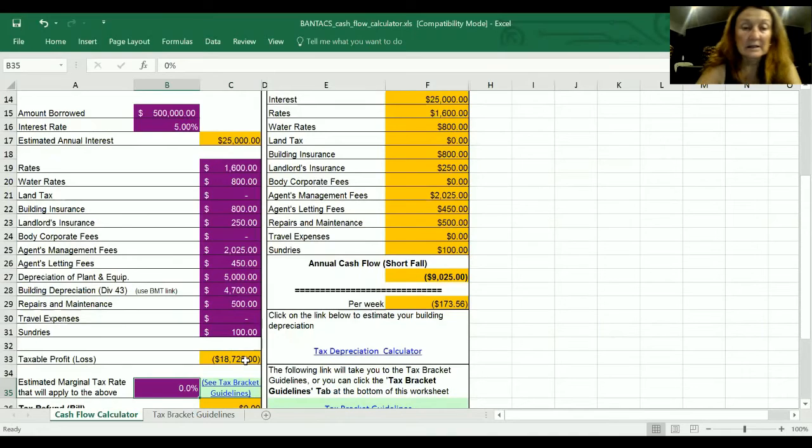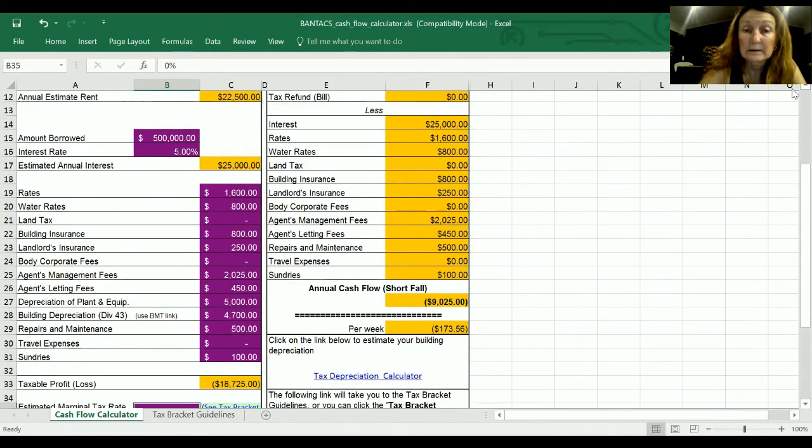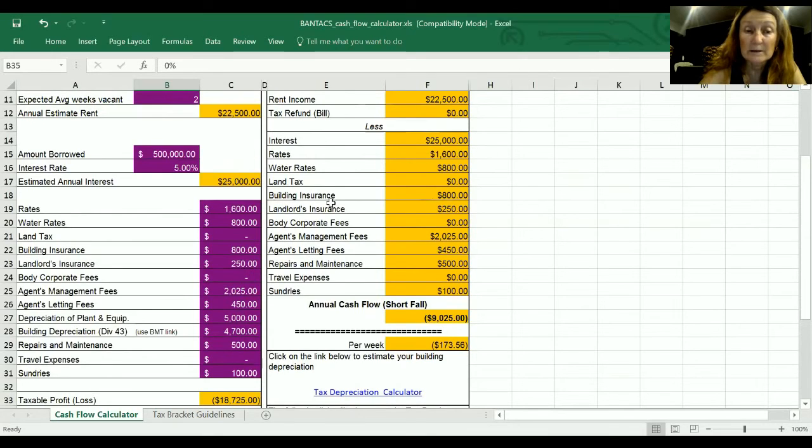So you can see the property has cost you, as far as what you're going to put in your tax return, a loss of $18,725. Up here is $5,000 for plant equipment depreciation, $4,700 for building depreciation. That's $9,700 that you didn't have to pay anything to get the deduction for. So your actual out-of-pocket is only $9,000, which you can see over here in the yellow part. That's the actual cash flow. These figures have all just come across, but the depreciation hasn't.